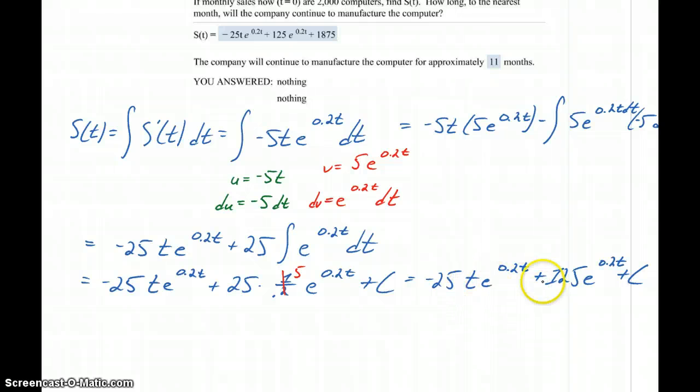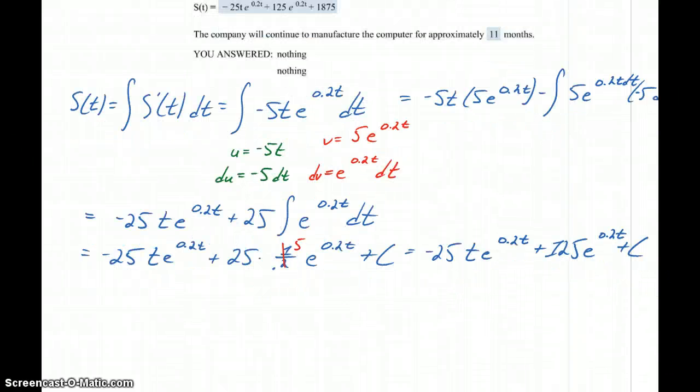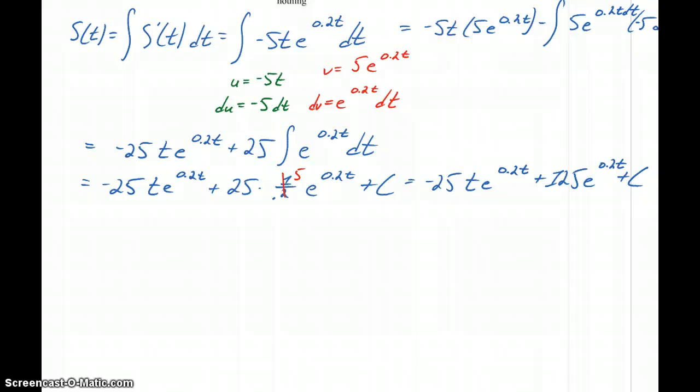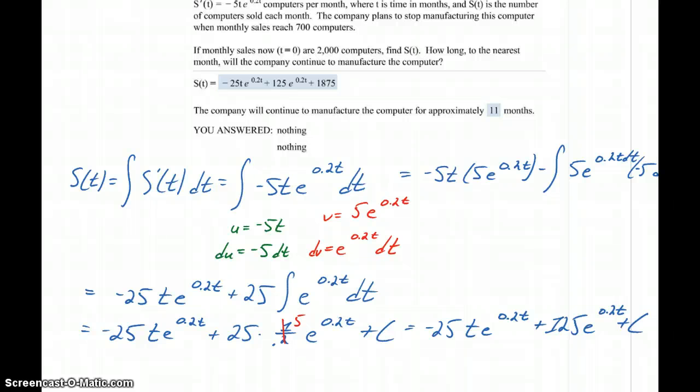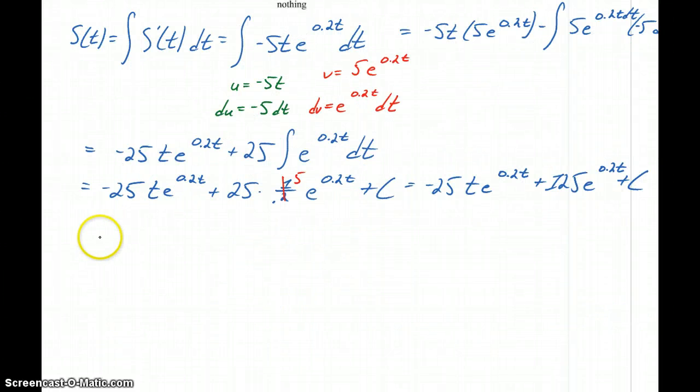So again, we're not satisfied with that because we want to know what this constant is so that we actually have a function we can evaluate. So we're told that if the monthly sales right now at time t equals 0 are 2,000 computers, so we know that S of 0, which is negative 25, well, let's just skip ahead.